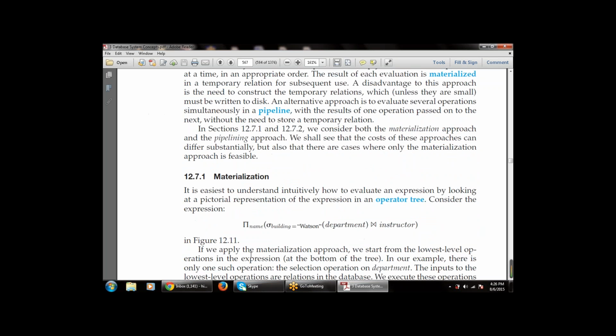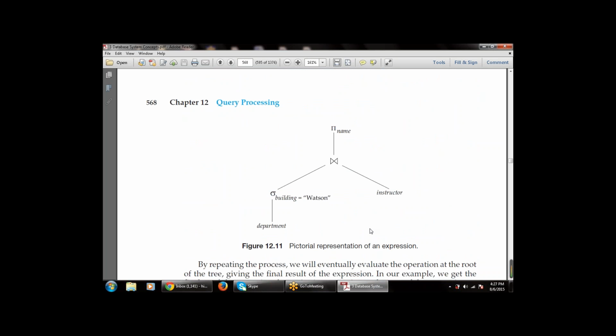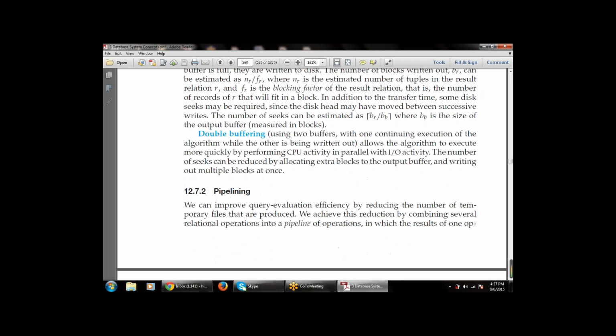We also discussed materialization, which is used to evaluate expressions and is represented by a pictorial representation. This is one example of materialization. Then there is double buffering, that is using two buffers, with one containing execution of the algorithm while the other is being written out. This allows the algorithm to execute more quickly by performing CPU activities in parallel with the input-output activities. That is double buffering.